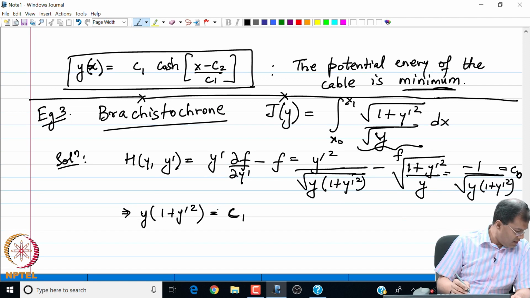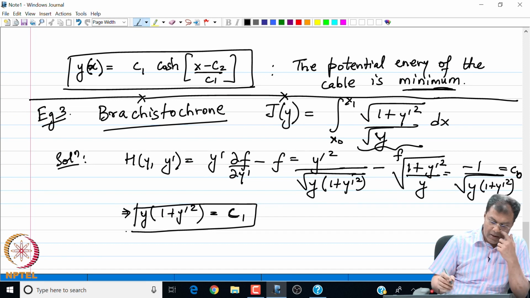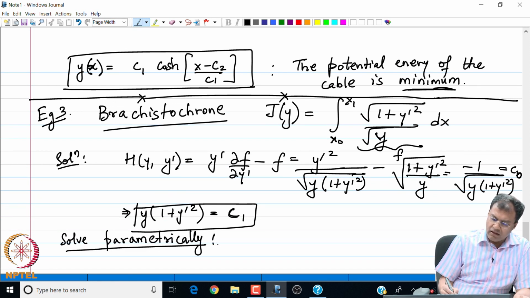So from here we see that the direct solution is not possible. This is our extremal. The extremal curve satisfies this ODE, but a direct solution will not be possible. So we use an alternative approach. We solve this equation parametrically. So what I mean by solving parametrically is as follows.